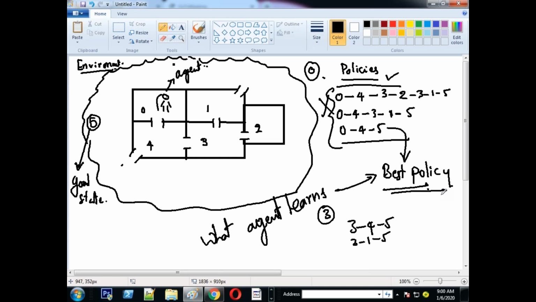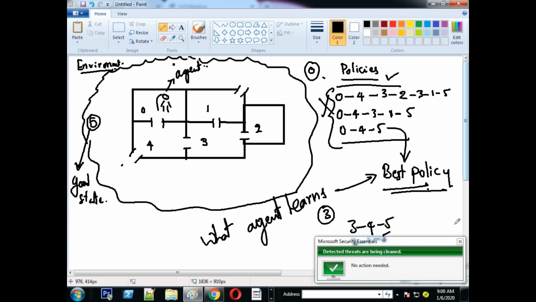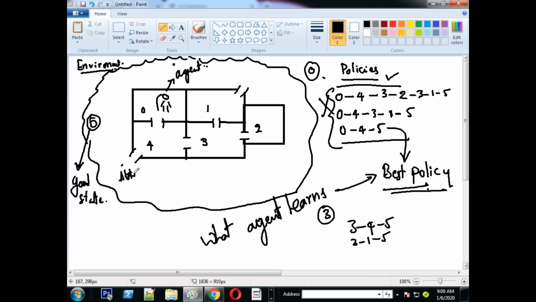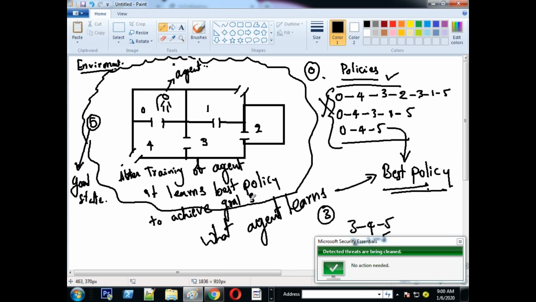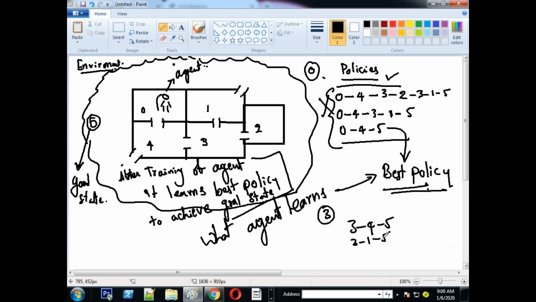Don't take the picture again. So please, before that, add a tag after training of agent: it learns the best policy to achieve the goal state. Take the example of the best policy.